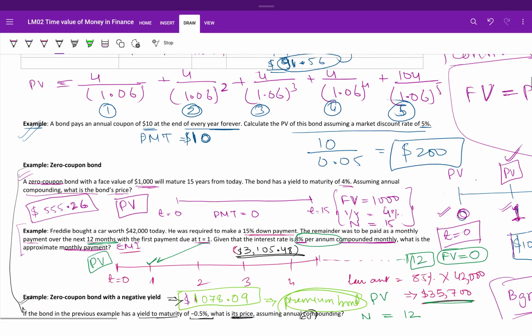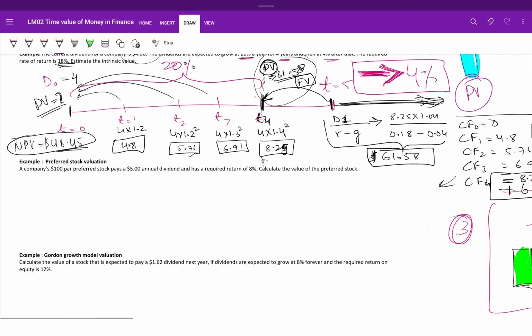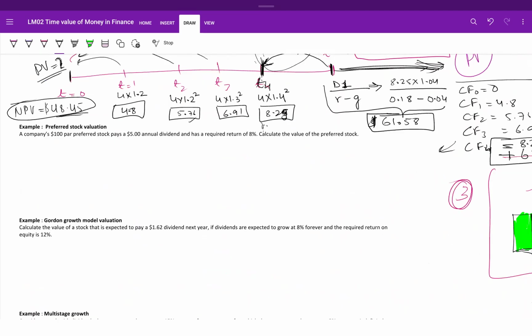Okay, so now let's do a few more examples. The first question is preferred stock valuation. What is the question? The company's $100 par preferred stock pays a $5 annual dividend, and the required rate of return is 8%. Calculate the value of the preferred stock. They have given us simply the numbers.